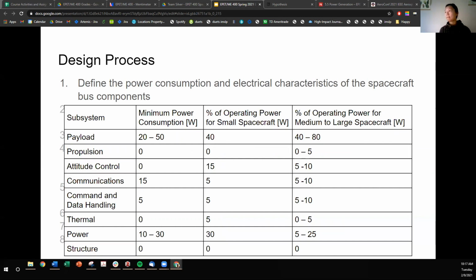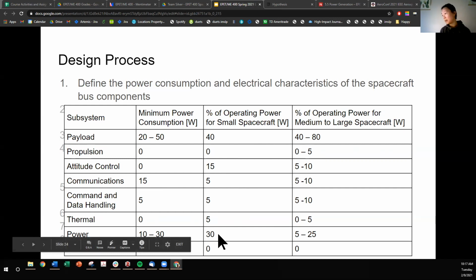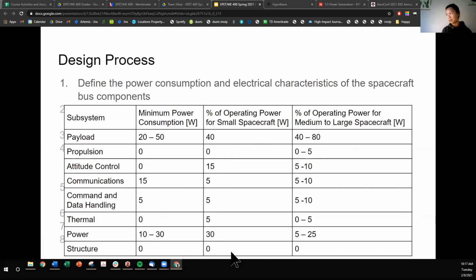So at the very beginning, you want to define the power consumption and electrical characteristics of the spacecraft bus and components. Here's an initial budget for the way that you should distribute power in your spacecraft bus. The payload is what should really drive. So the payload should typically take between 40% to 80% of your spacecraft. Your attitude control, if you have actuators that take up a lot of power, 15%, comms, 5%, command and data handling, 5%, and on and on. Power takes up quite a bit, and structures, pretty much nothing.